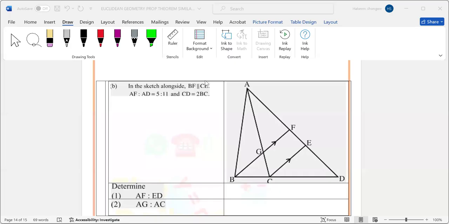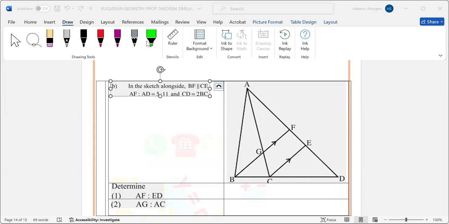Okay. In the sketch alongside, we have BF. Do you see BF? BF is parallel to CE. And if those two are parallel to each other, then we need to look at the triangles so that we can use the proportionality theorem.